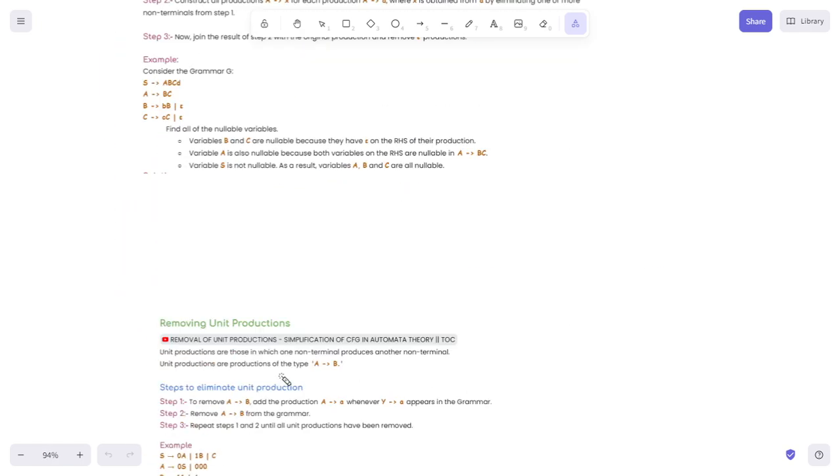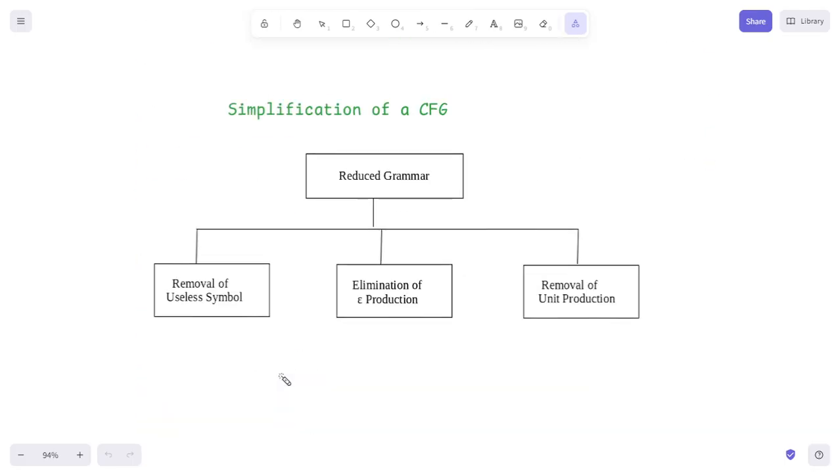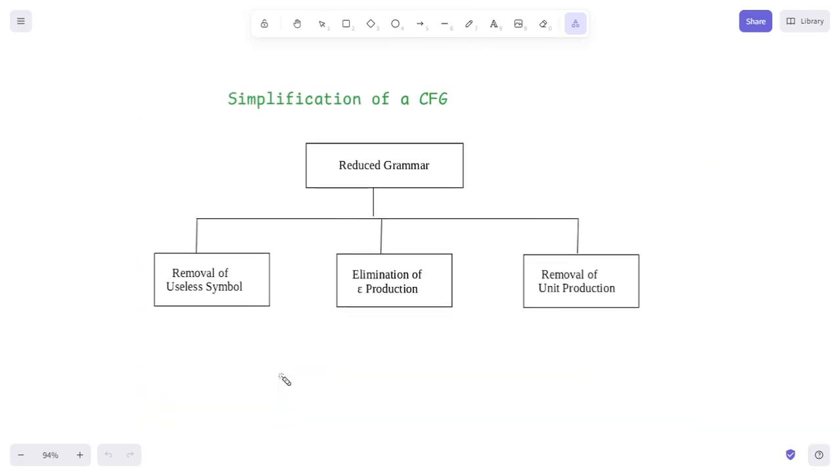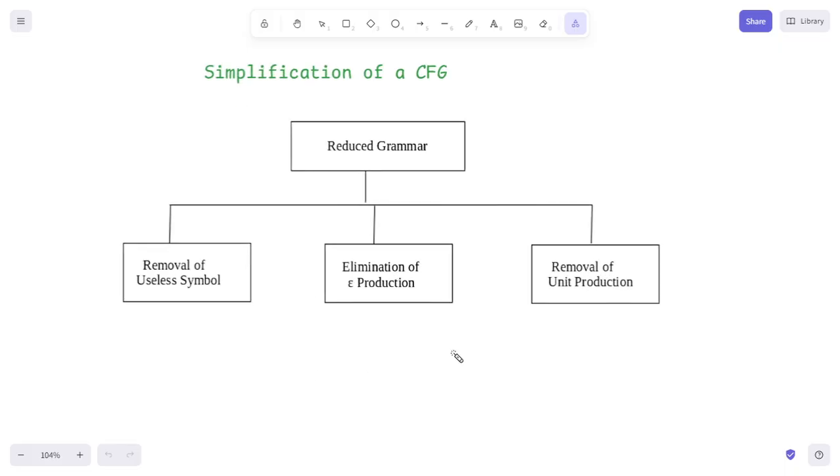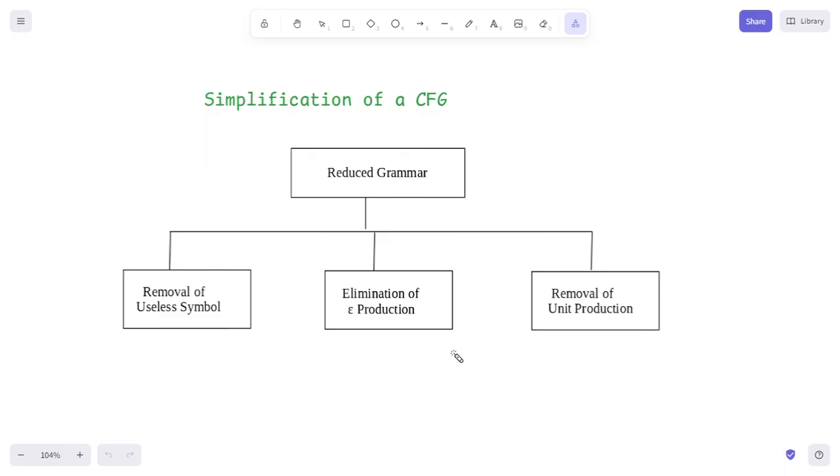So these three things are done. First is removal of useless symbols. Second is elimination of null productions. Third is removal of unit productions. So after doing this, we can call this CFG a simplified CFG, right?